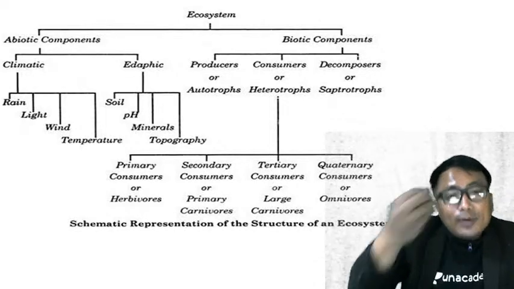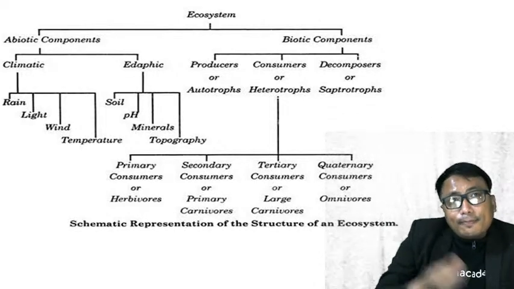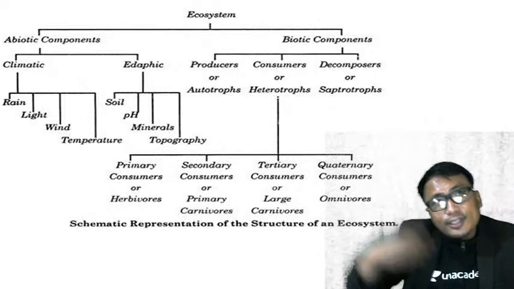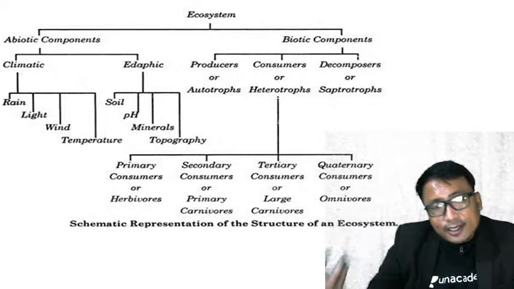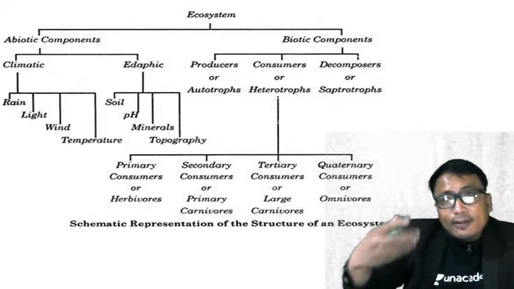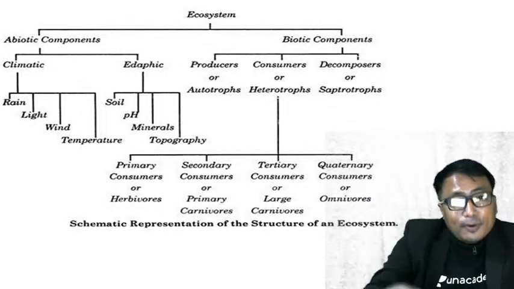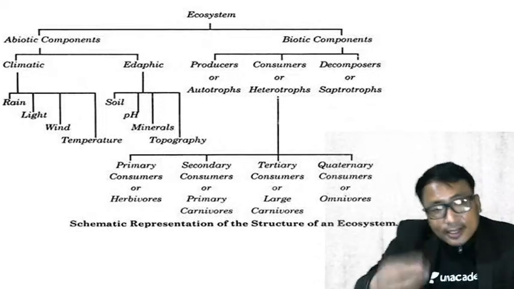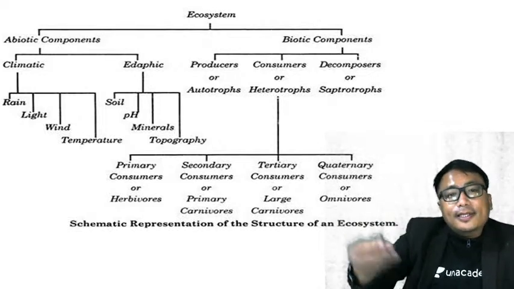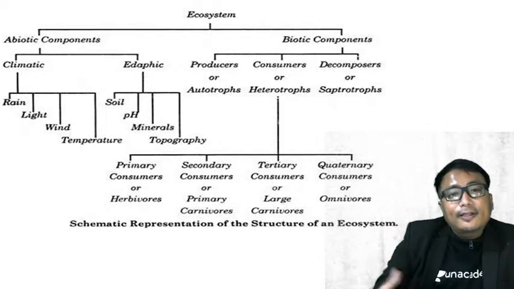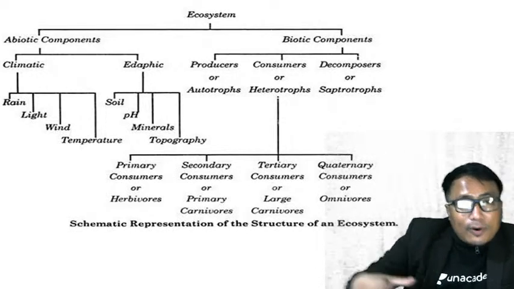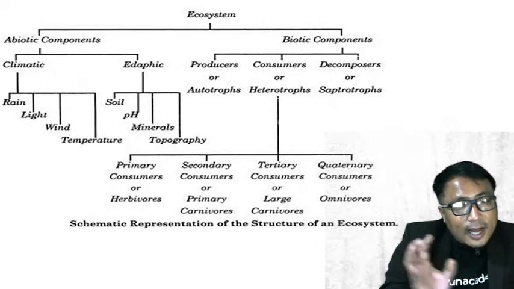Why? The pollination. Wind blows seed from one region to the other, dispersal of the seed, dispersal of different plant communities. So wind is important, and also the temperature. Then comes the edaphic, that is the soil characteristics, the topography, the minerals. They all come under the structure of this abiotic component.